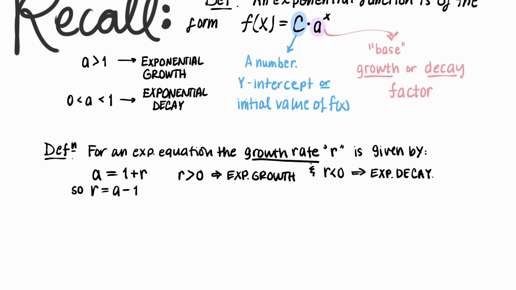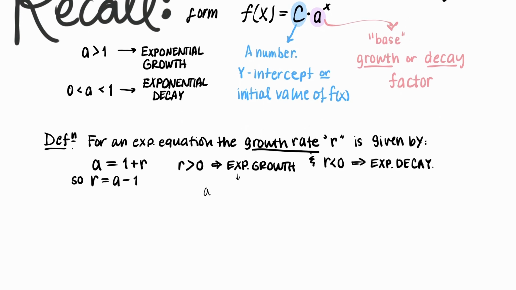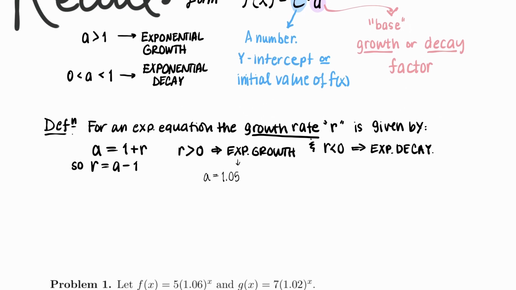So really quickly, an example of each of these might be for exponential growth. What if we have a equals 1.05? So 1.05 is bigger than 1. So from what I just told you, this means we have an exponential growth function. And then if we solve for r, r is equal to a minus 1. So in this case, r is equal to 0.05. And we see that r is indeed a positive number.